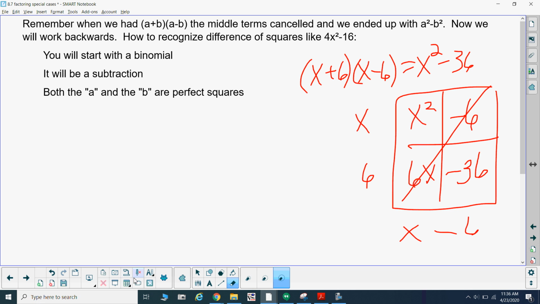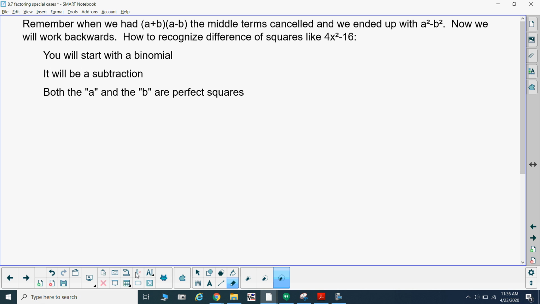So those are the kind of things that we're talking about. How do we recognize them? We recognize them by, you're starting with a binomial. So you're only going to have two things in your expression, two parts to the expression, two terms. It will have a subtraction between it. It doesn't work if there's two terms with an addition in between. That doesn't work. It has to be subtraction. And then both the a number and the b number have to be perfect squares or it won't work.